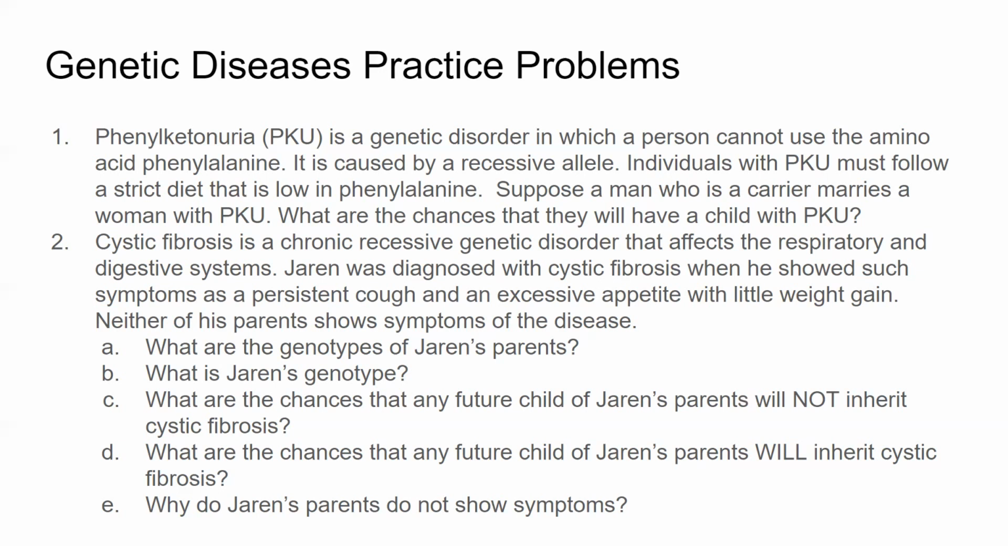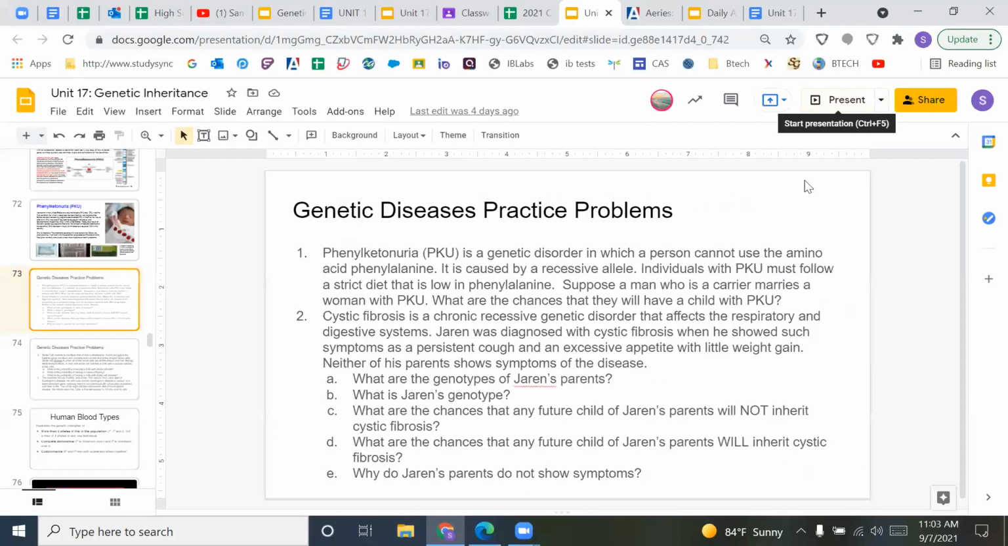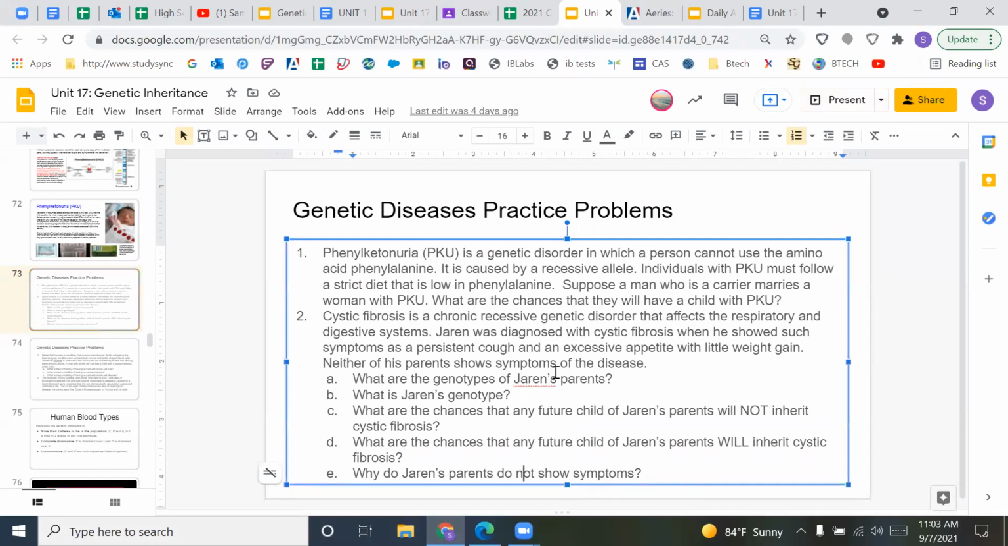Sometimes that's a misconception. People think that Jaron's parents are having 4 kids. Well, they already got 1, so they won't have another, right? Yeah. Every time it resets. Yep. Just make sure you know that. Why do Jaron's parents not show symptoms? Because they are carriers only. Very good. Look, and Jaron apparently is spelled wrong.